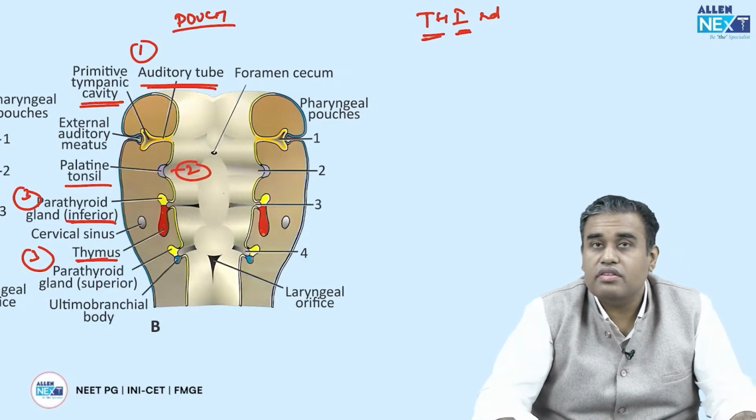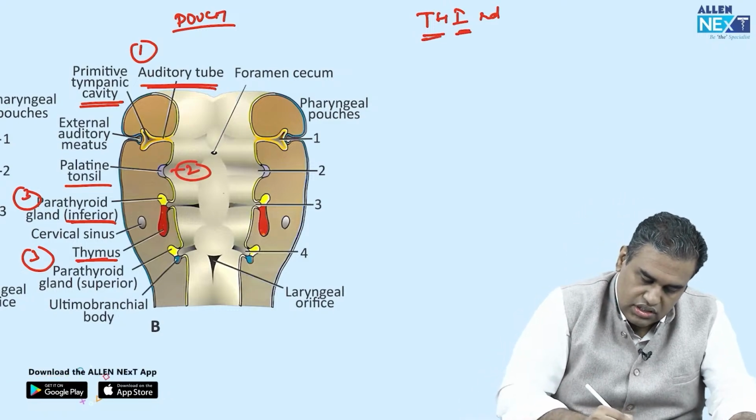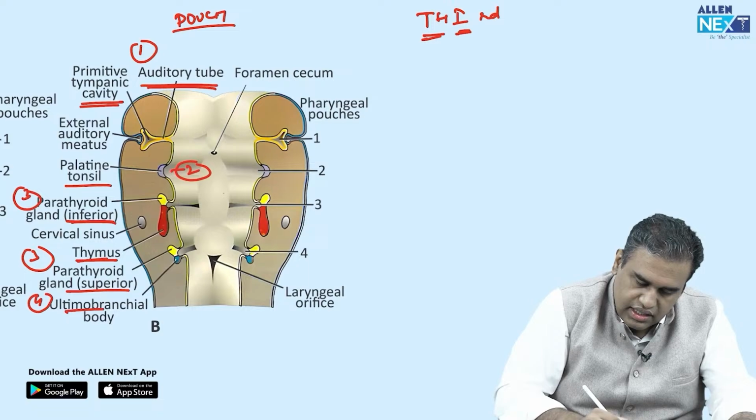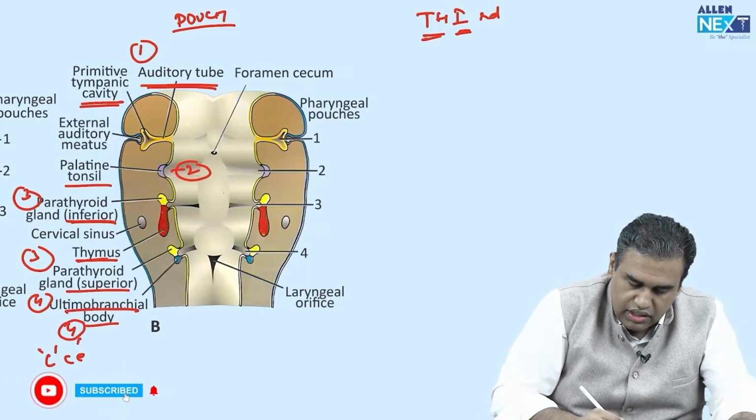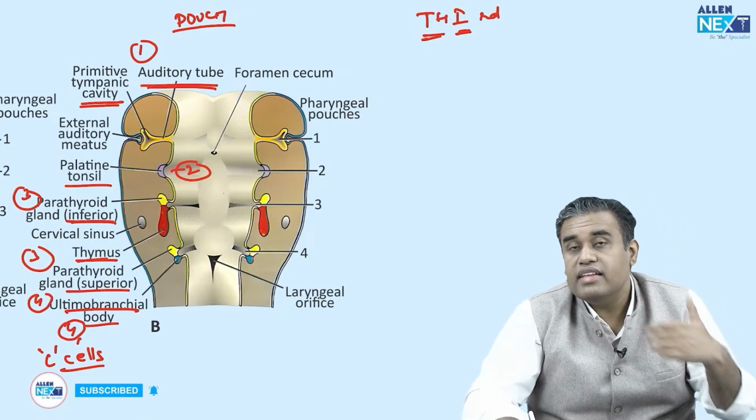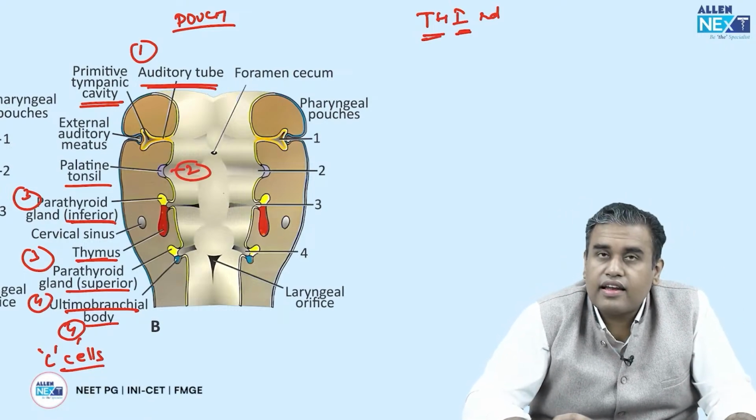TH इज थाइमस, I इज इंफीरियर पैराथायराइड ग्लैंड, एंड फोर्थ पाउच इज सुपीरियर पैराथायराइड ग्लैंड, एंड इसी से अल्टीमो ब्रैंकियल बॉडी आती है व्हिच गिव्स राइज टू द पैराफोलिकुलर C cells ऑफ थायराइड. वो जो कैल्सिटोनिन बना रहा है, इनको याद रखना है.